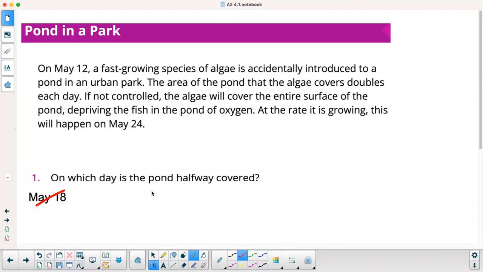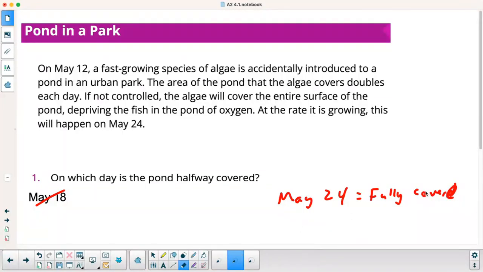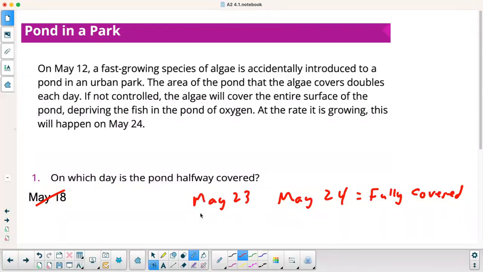If you're doubling it, so if on May 24th it's fully covered, that means the day before, can't spell apparently, that means the day before would be half, because if you double 1/2, you get 1. So really, May 23rd would be the answer.